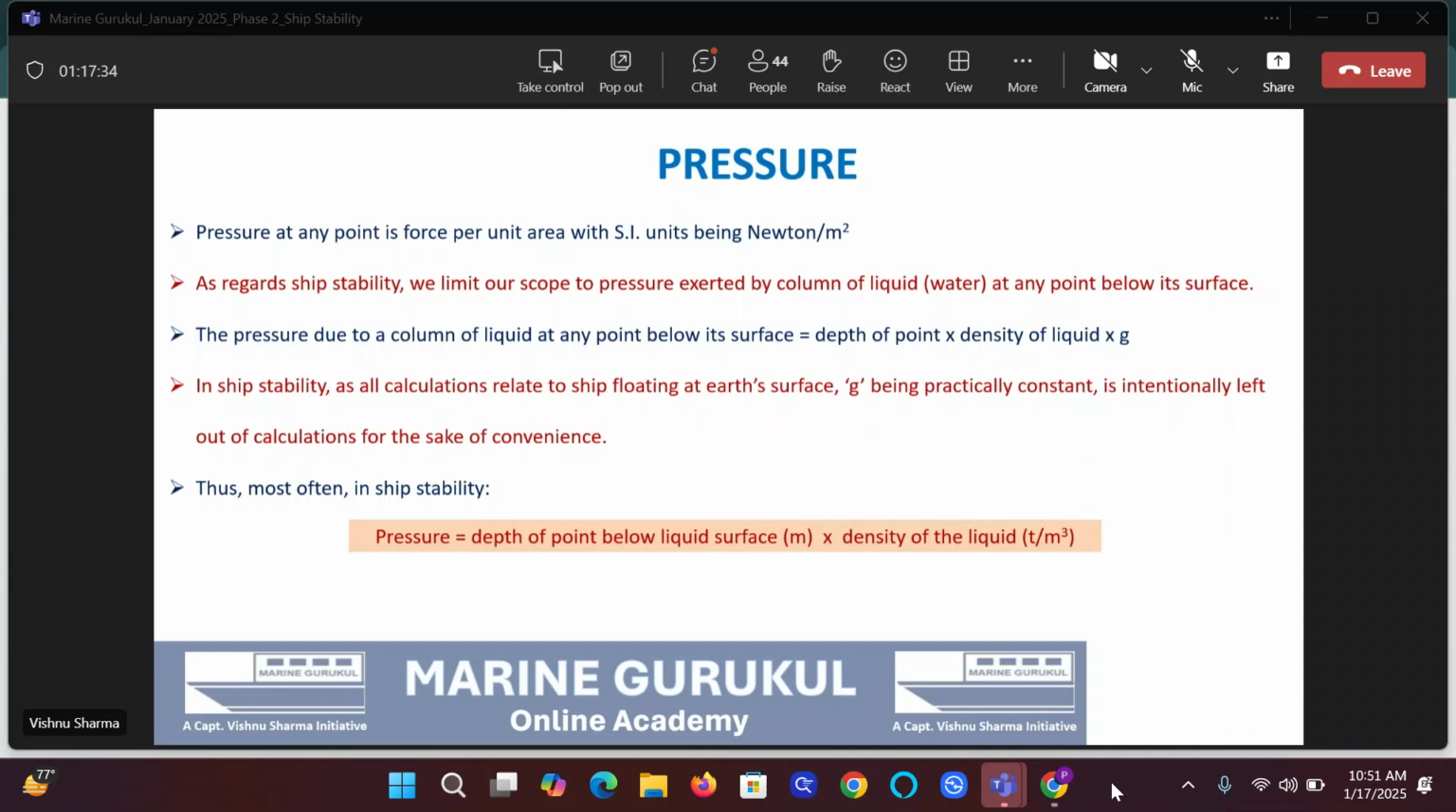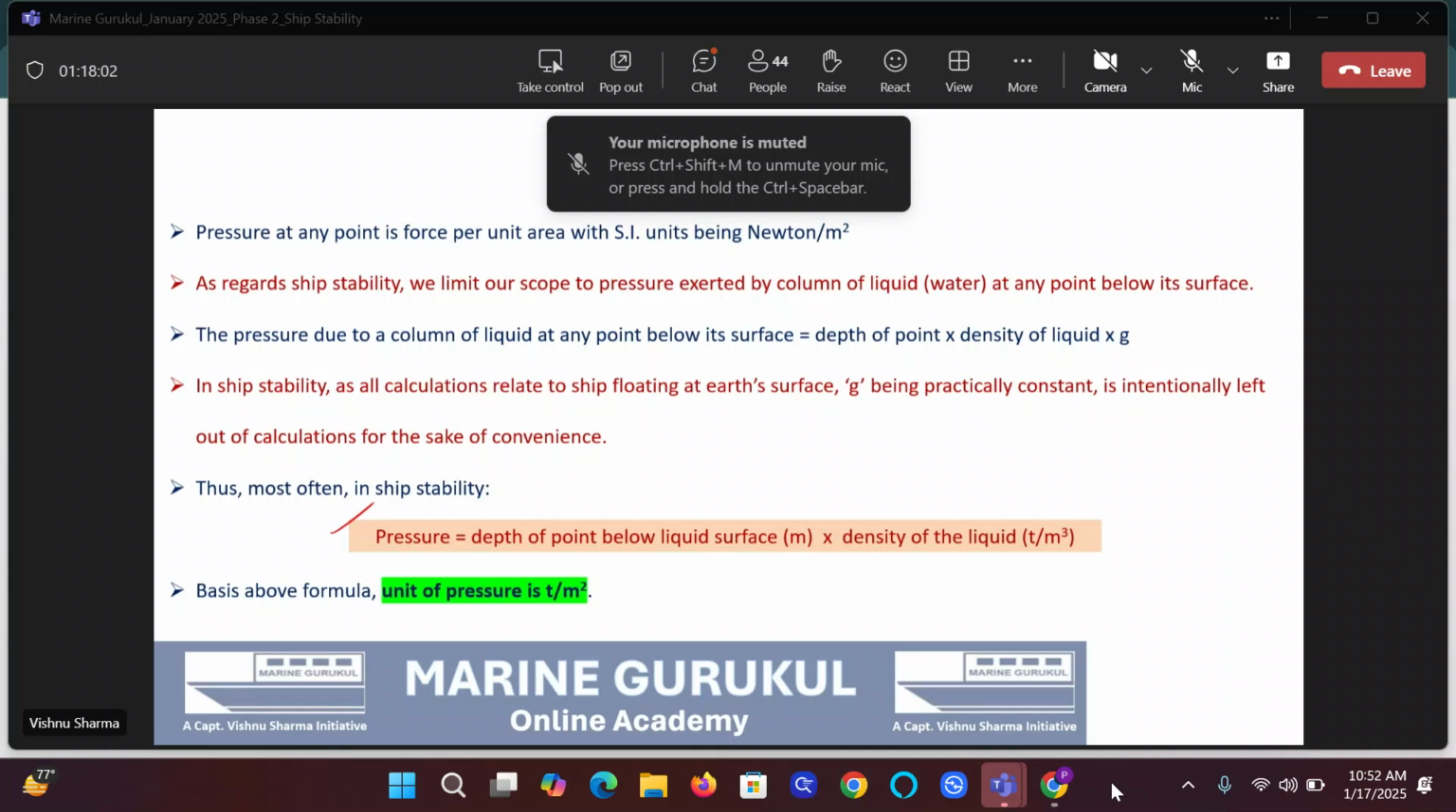Am I right, guys? This is what you have learned in pre-C, correct? So, basis the above formula, the unit of pressure will be tons per meter square. If you have to calculate pressure at any point, you find the depth of that point below the liquid surface multiplied by the density, and you get the pressure as far as ship stability is concerned. Units will be tons per meter square.